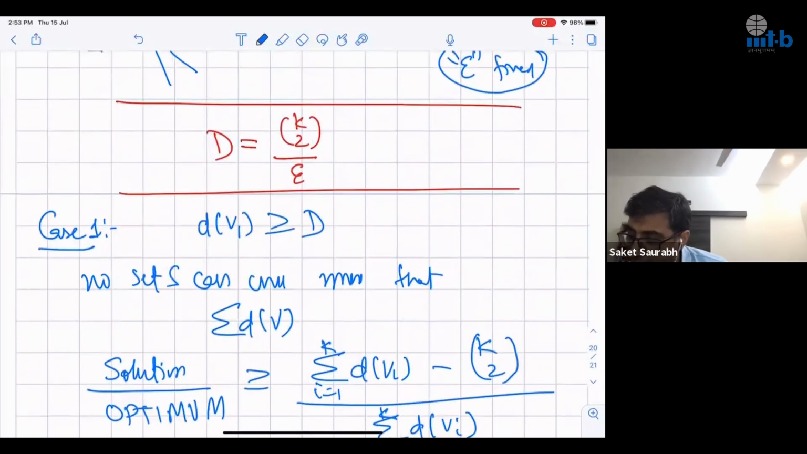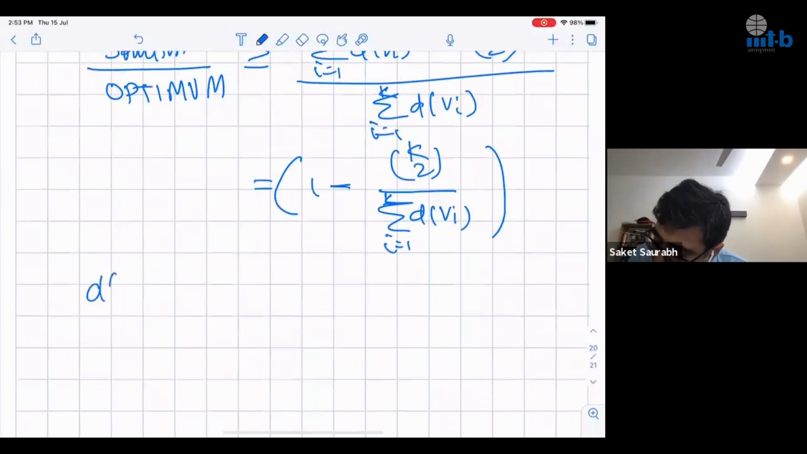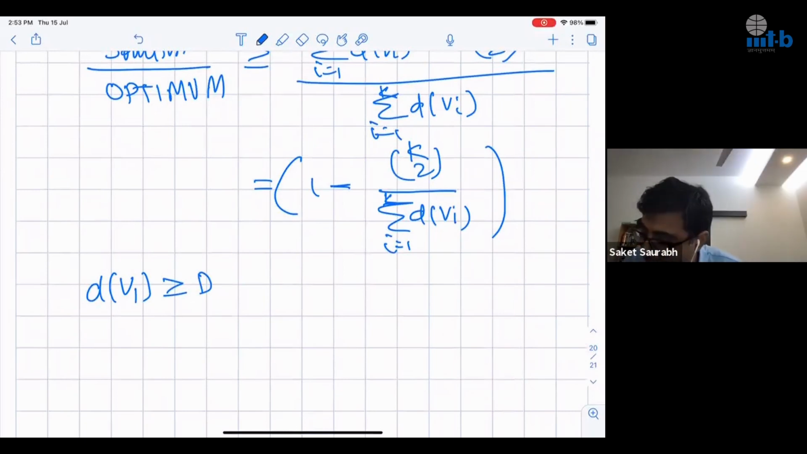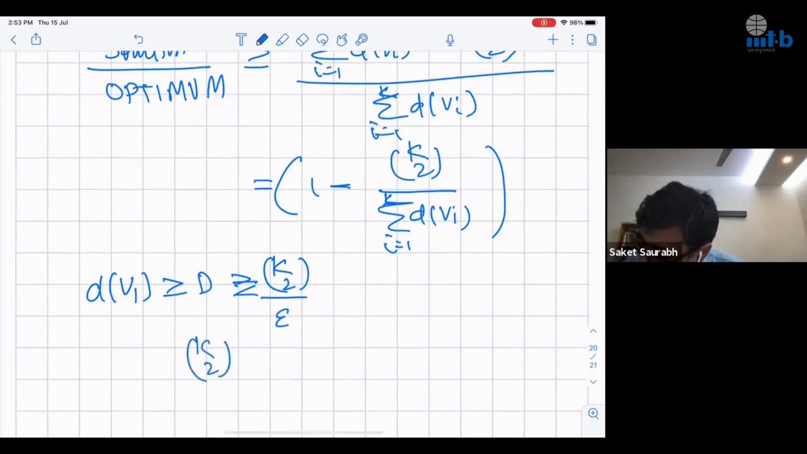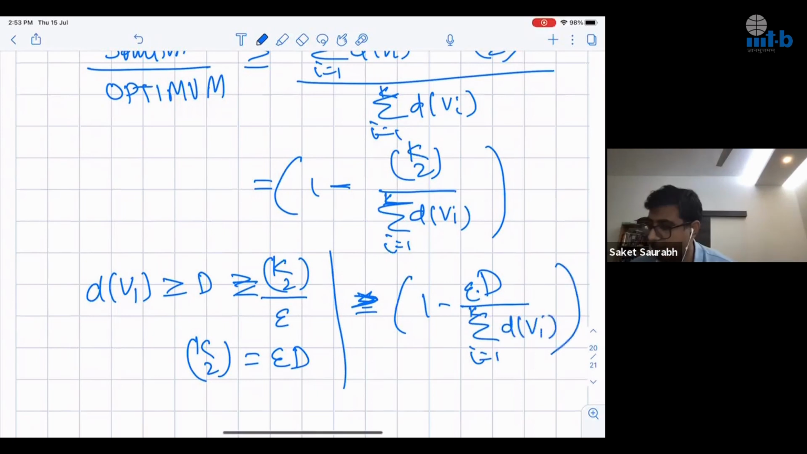Degree of V1 is greater than or equal to D, okay? Which is what? D is at least k choose 2 by epsilon, right? So from here, k choose 2 is equal to epsilon times D. So let's substitute this here.